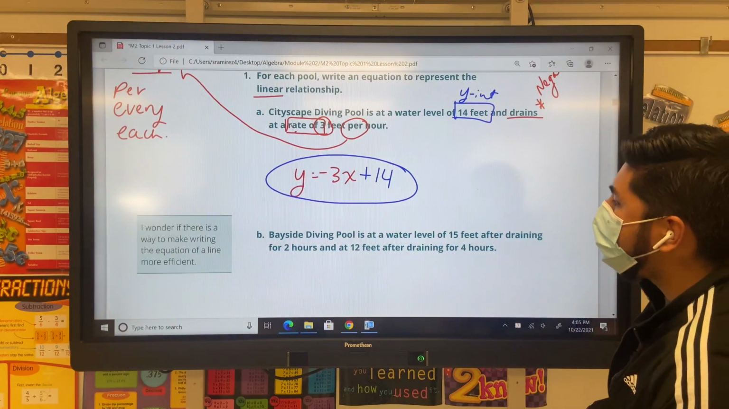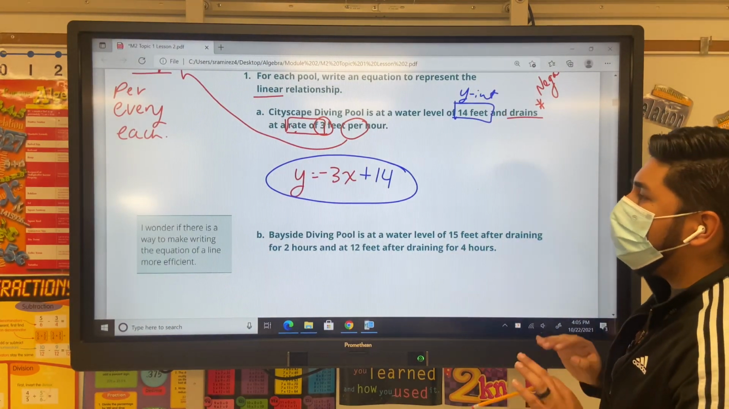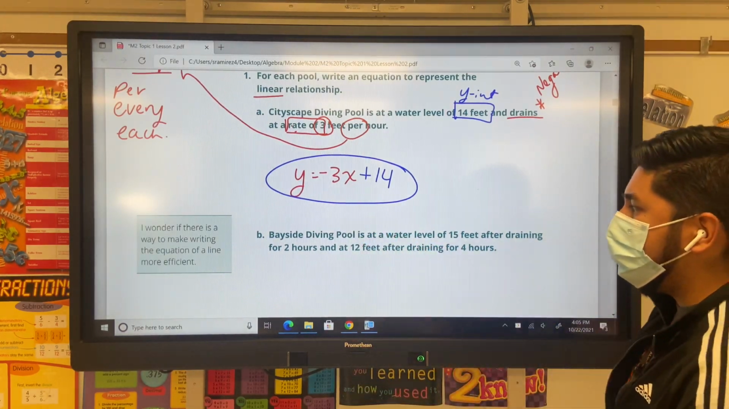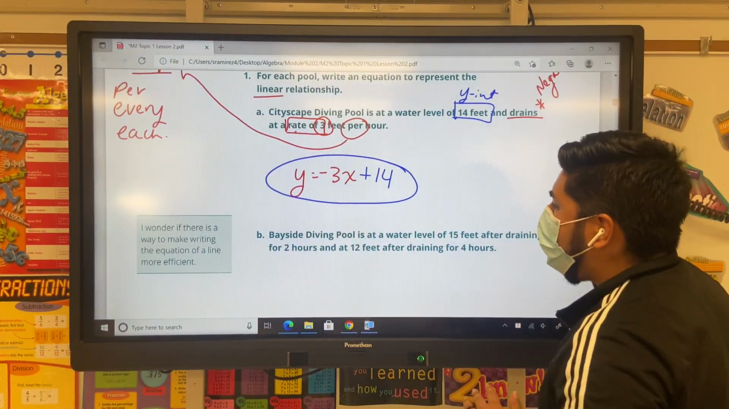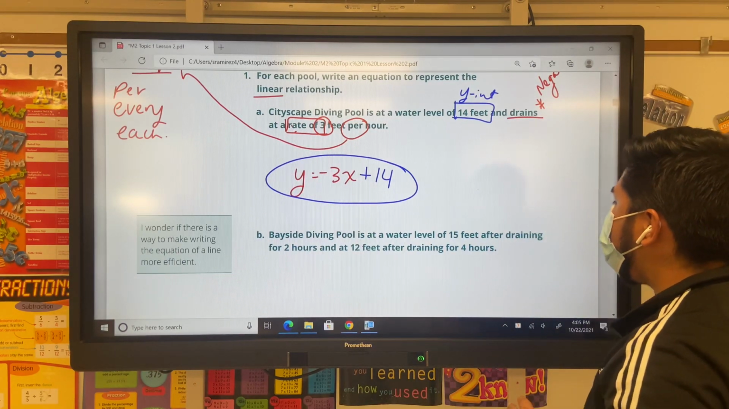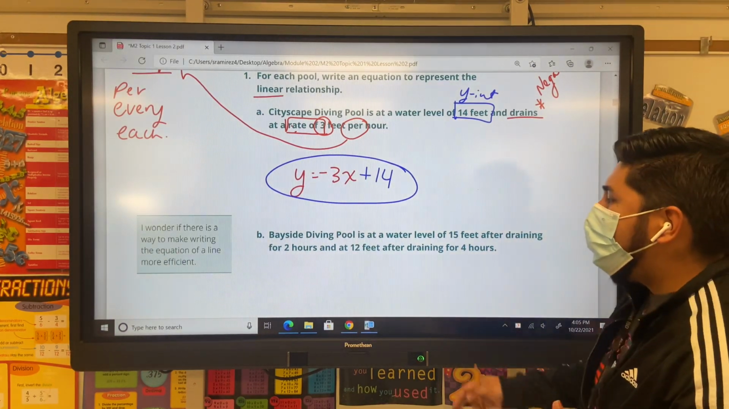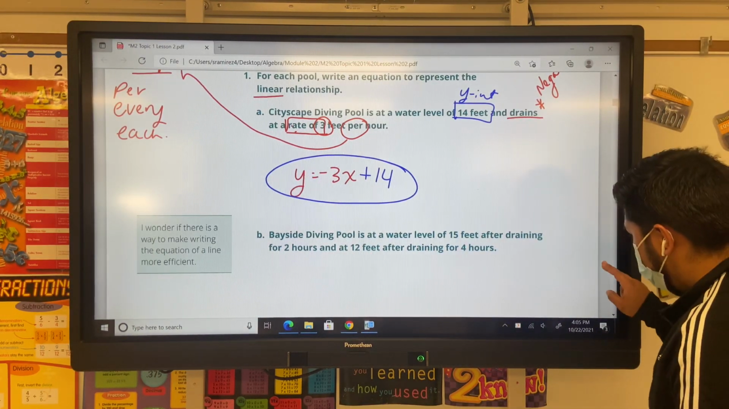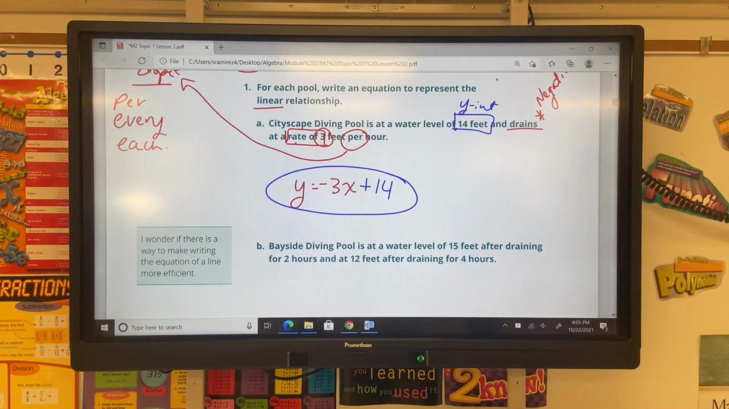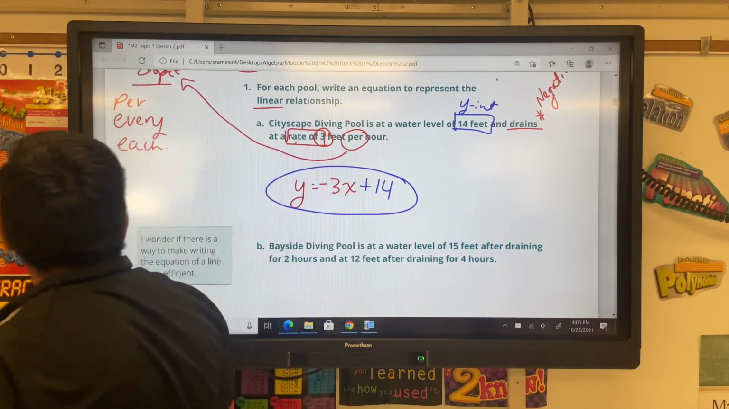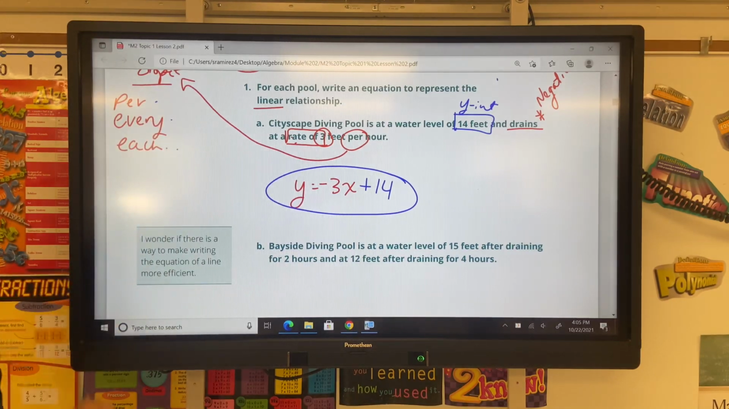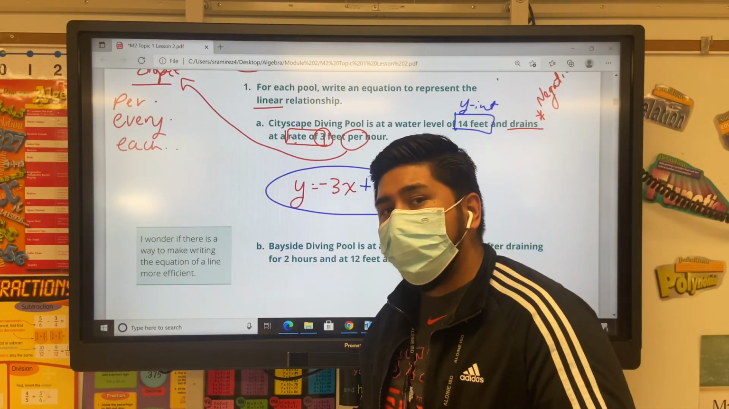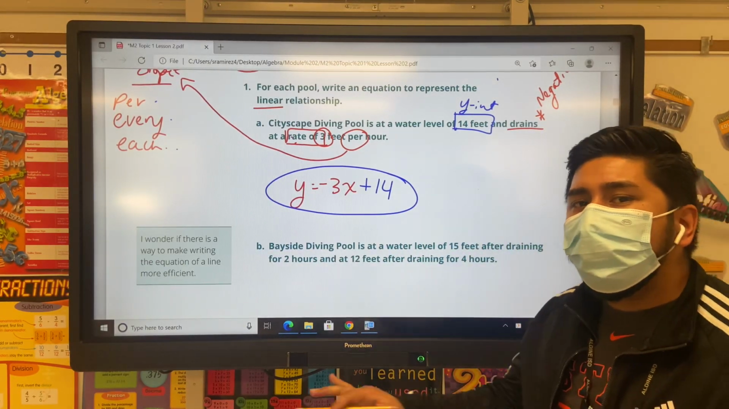Key thing, we know feet is my y-intercept. Apply it to this statement. Bayside diving pool is at a water level of 15 feet after draining for 2 hours, and at 12 feet after draining for 4 hours. Hopefully you can see that none of those slope words that I was talking about, per, every, each, none of them are in this statement. So we don't have the slope. We must build this equation a different way.